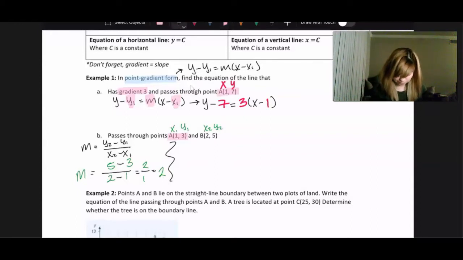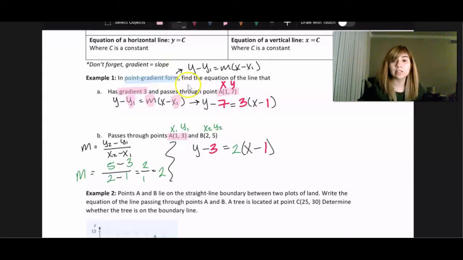So let's solve it. I have y minus y1, which in this case I am denoting by 3, equals my m, which I found to be 2, parentheses, x minus x1, and my x1 I denote to be 1. So once again, these values came from the gradient I found here, so that's the 2 I plug in here, using point gradient form. My y1, I use this value here, and my x1, I use from this value here. And once again, you're done. This is in point gradient form.